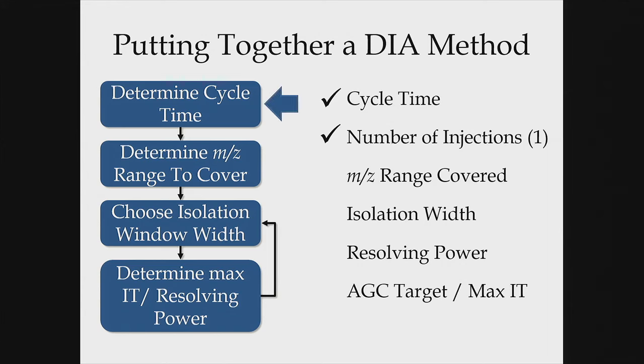So the next step is to determine the cycle time that we need to use, and then we'll decide on the mass to charge range we want to cover. And after that, everything is already decided for us because we've now fixed those 3 parameters at the top, and these parameters are then easy to optimize afterwards. So it's just deciding what cycle time you need and what mass to charge range you want to cover.